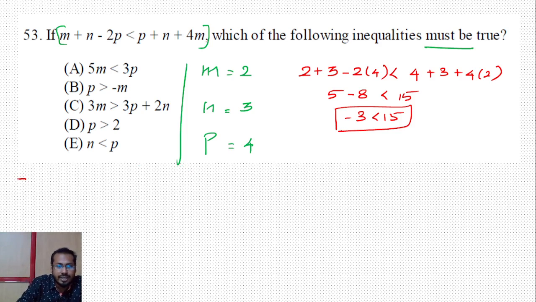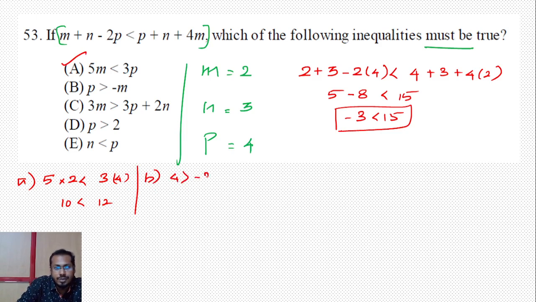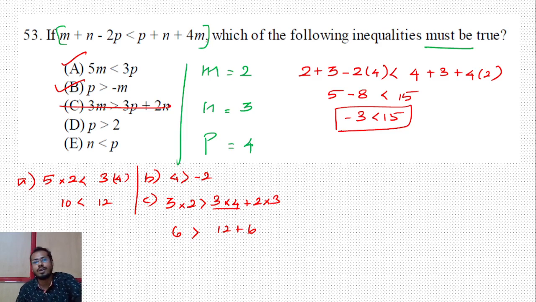Look at the first option, option A. 5 times m, m is 2, that is 10, is less than 3 times p, p is 4, so that is 12. This is correct, so option A is right. Next let's go for option B. p is 4, greater than negative 2. Yeah, this is also right. Go for option C. 3 times m is 6, greater than 3 times p, which is 12, plus 2 times n, which is 6. Look at this, 3 times 4 is 12 plus 6, 18. Here only 6. Definitely this is wrong.